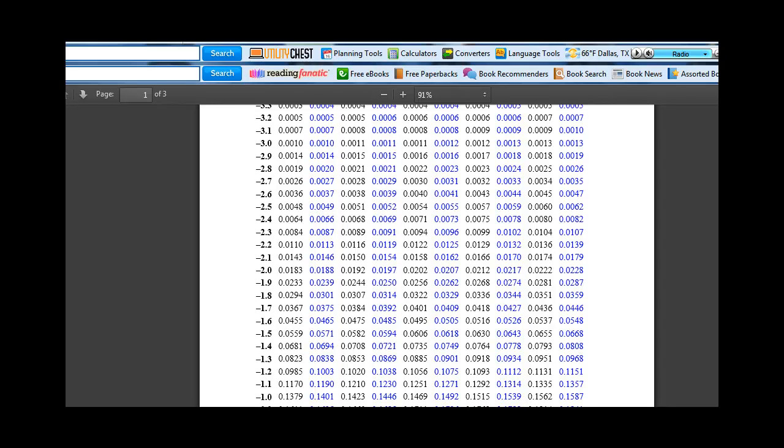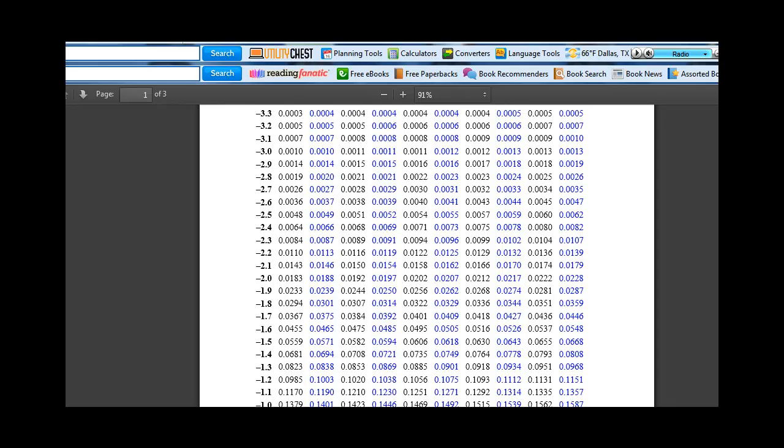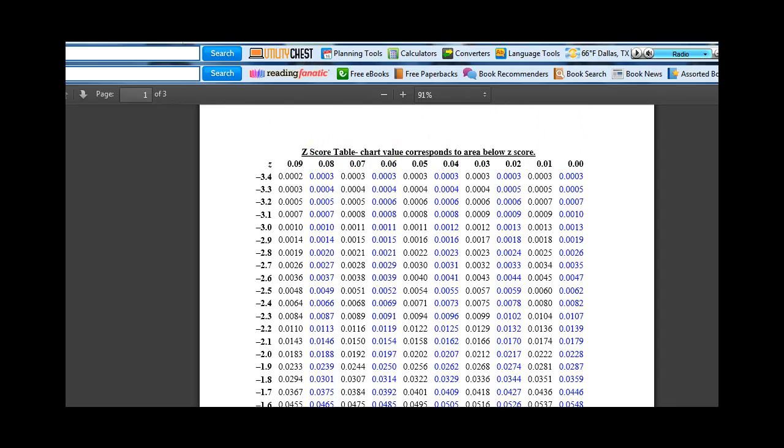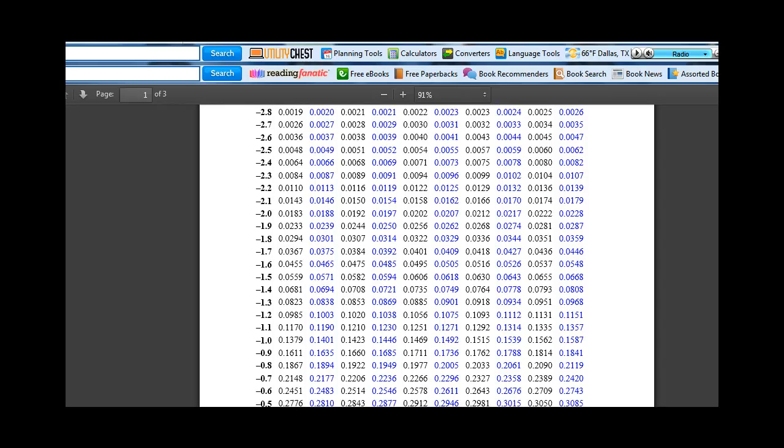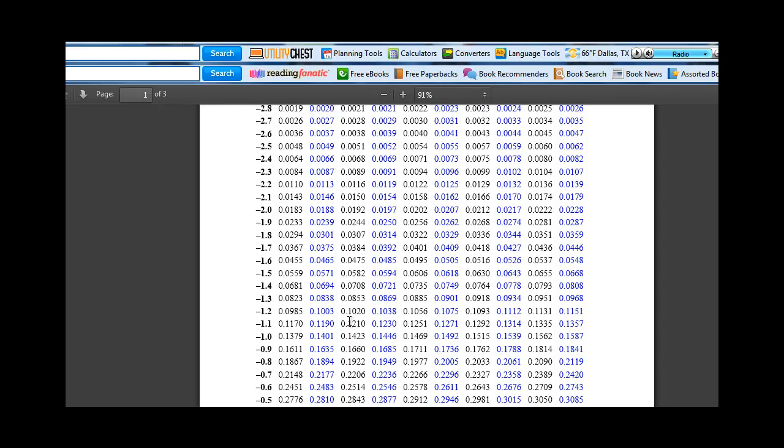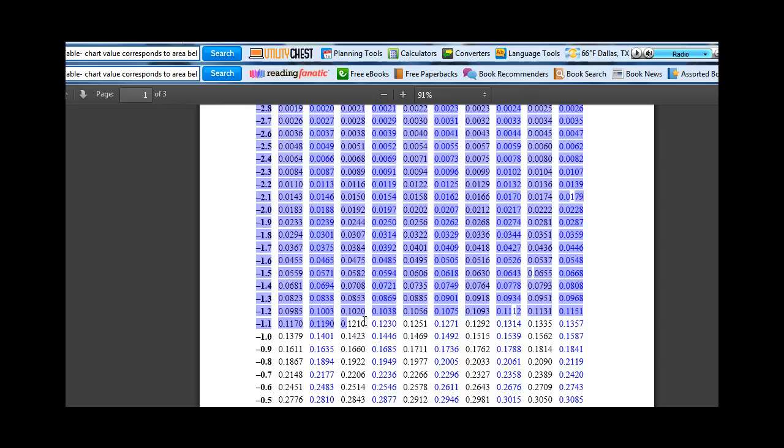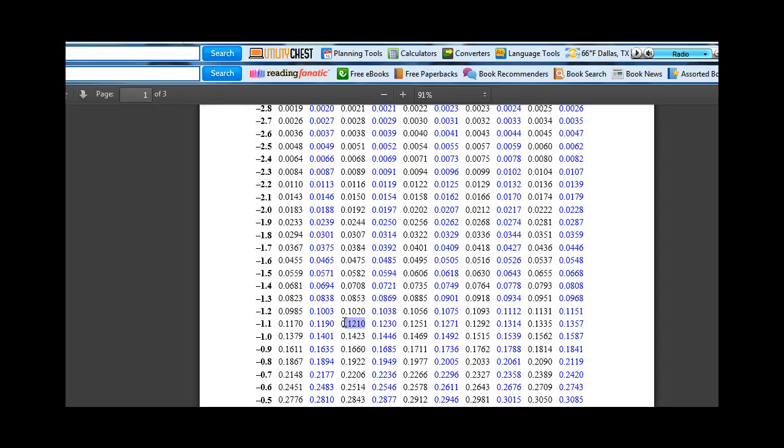Negative 1.17 it was, so that would be the second decimal column. So that would be this value right here. So that's the amount less than.